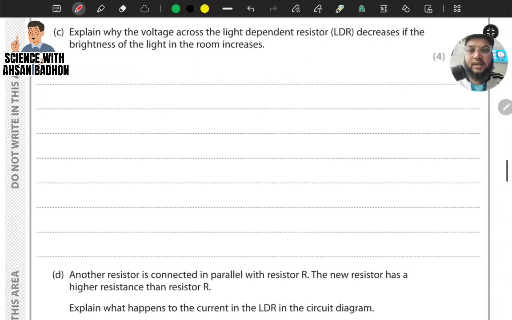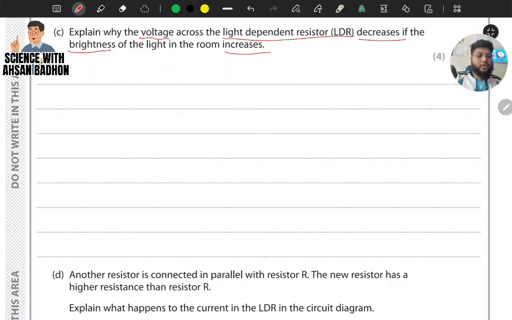Okay, in part C it says, explain why the voltage across the light dependent resistor decreases if the brightness of the light in the room increases. This is a very conceptual question. First, let's understand the question. Explain why the voltage across the light dependent resistor, LDR, decreases if the brightness of the light in the room increases.